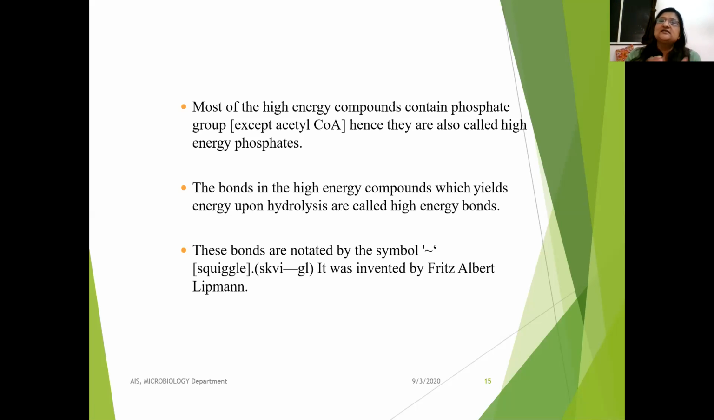So you can say that high energy components or high energy phosphates are involved in each and every activity of metabolism. The bonds in high energy components which yield energy by hydrolysis or breakdown are called high energy bonds. They have specific bonds, also known as high energy bonds. These bonds are symbolically written as squiggle, which was given by the scientist Fritz Albert Lipmann.